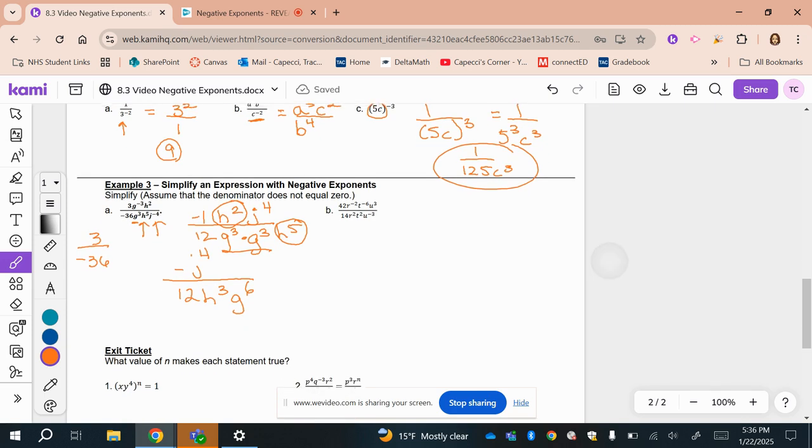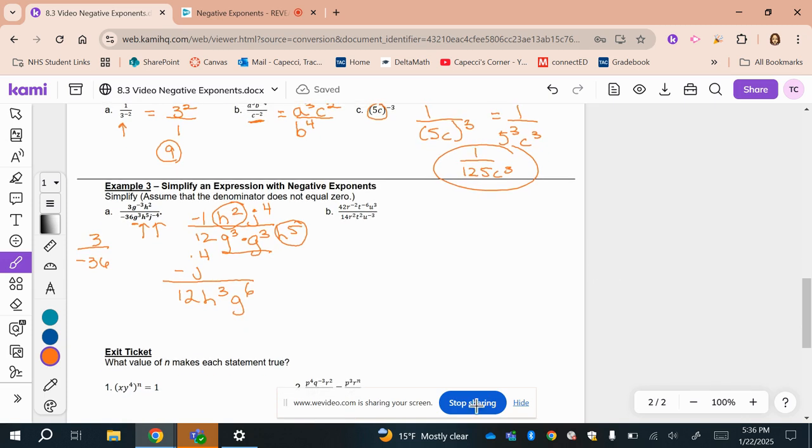Okay, moving on. Let's look at the next one. Same idea. There's my dividing line. First, I'll look at my coefficients. 42 over 14 divides evenly. That's 3, or 3 over 1. My r to the negative 2 moves to the other side and becomes positive. T to the negative 6, same thing, other side and becomes positive.